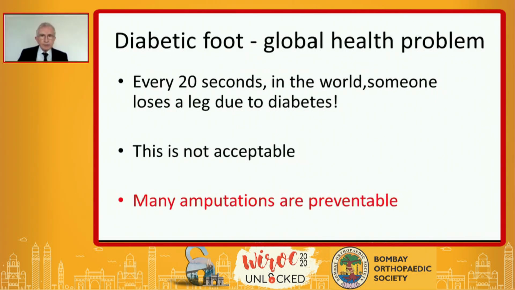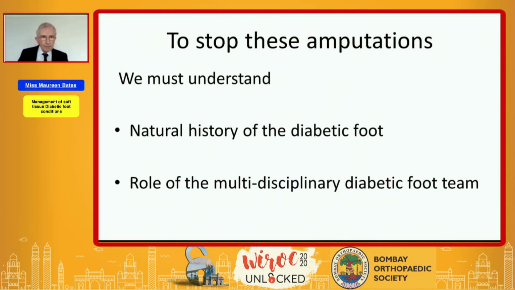You know, this is a global health problem. Every 20 seconds in the world, someone loses a leg due to diabetes. And this is just not acceptable, as many amputations are now preventable. How can we stop these amputations?